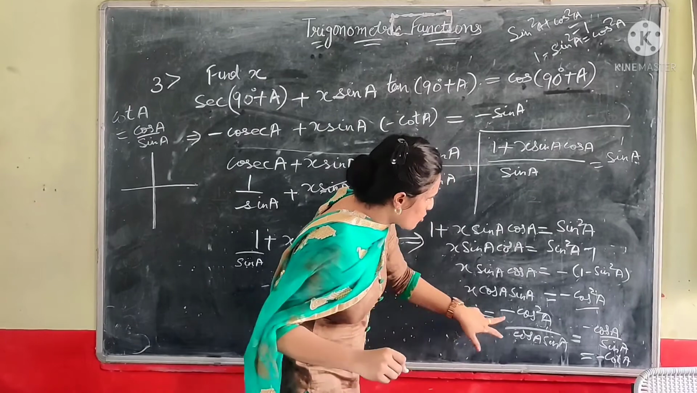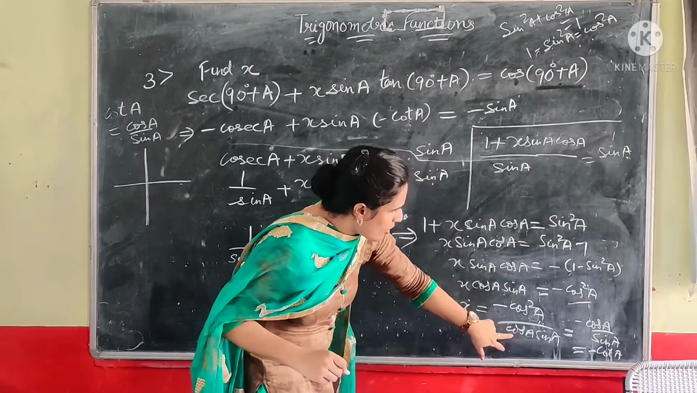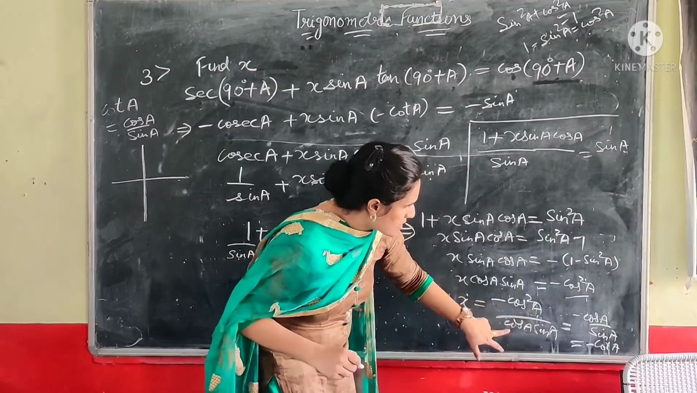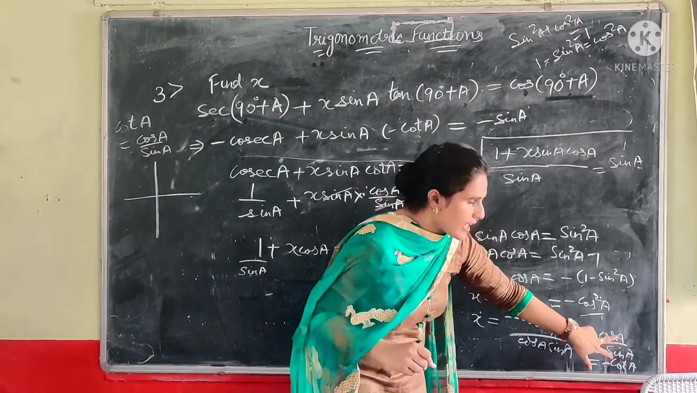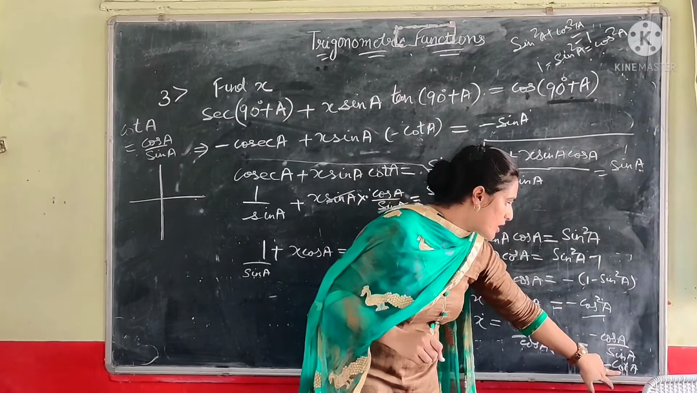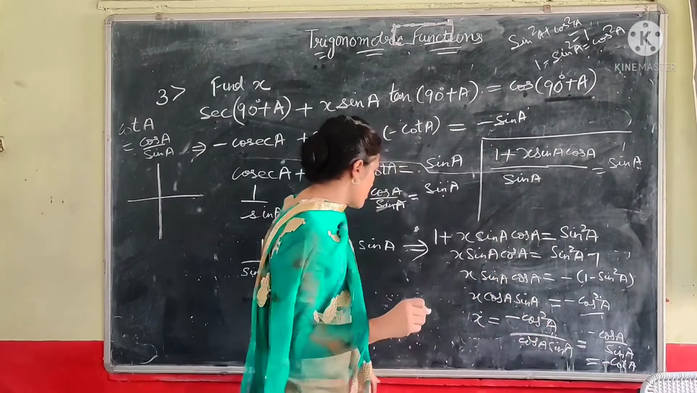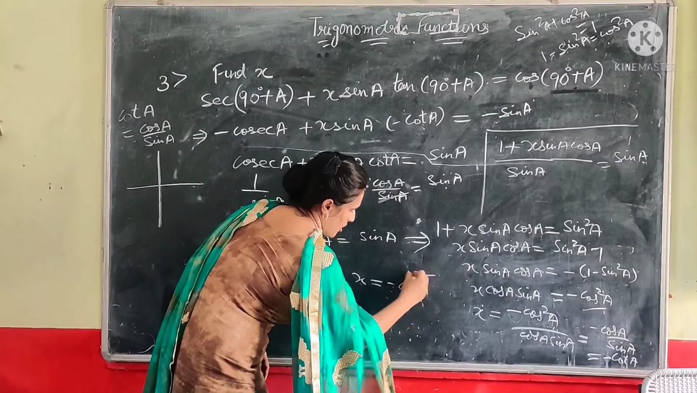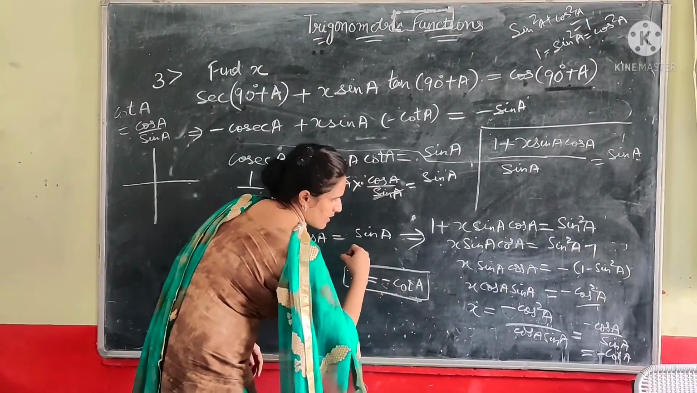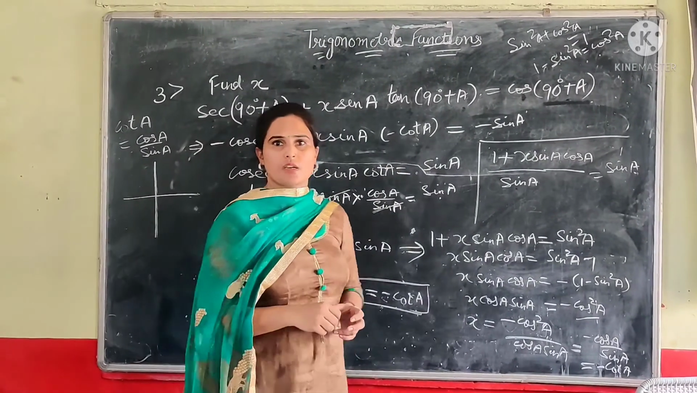Now x is equal to minus cos square a divided by cos a sin a. Cos a cancelled, minus cos a divided by sin a. Again cos by sin is equal to cot. So x is equal to minus cot a. In this way you will solve some more examples.